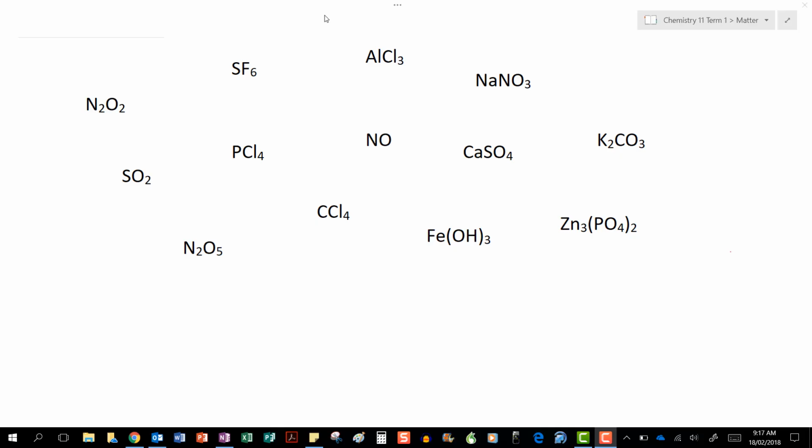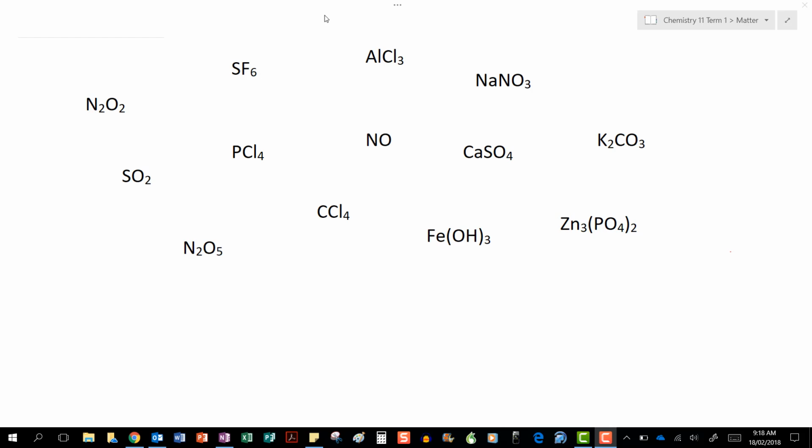When we're trying to name compounds, it's important that we use the right set of rules. There are two different sets of rules, those for ionic compounds and those for covalent. So the first thing we need to do is determine if the compound we're looking at is ionic or covalent. Ionic compounds always contain metals.